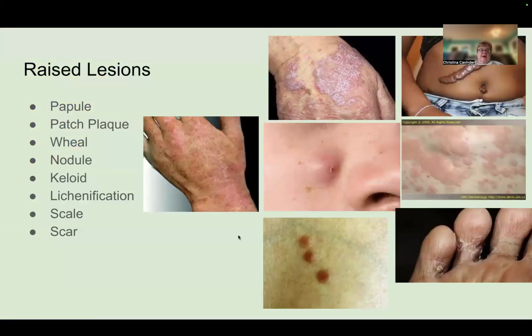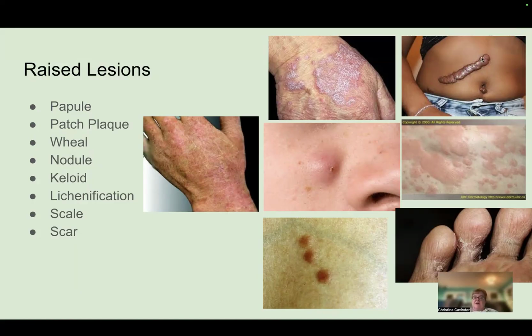Raised lesions, you have papules, you have patch, plaque. This is plaque right here. You have a wheal, which is basically like an allergy or hives. A nodule. Do I have a nodule here? I guess this would be like a nodule, a raised area, not as big as a wheal, a little bit smaller. Keloid, let me move out of the way here. You don't need to see me. This is a keloid where the tissue is expanded and it gets very large.